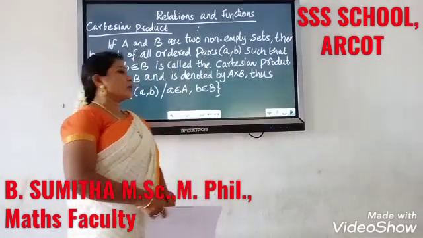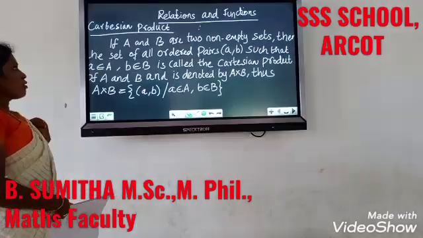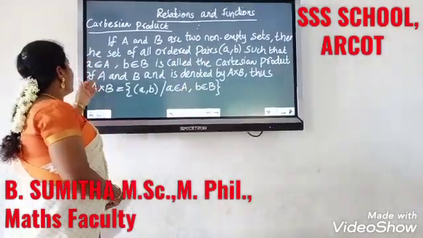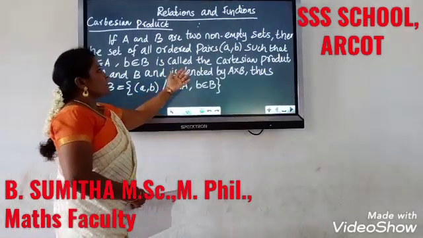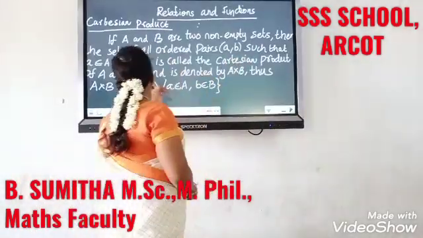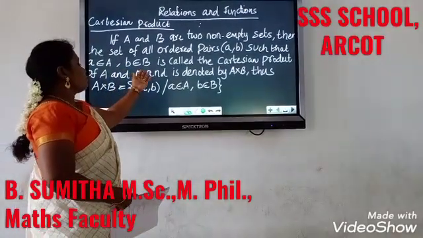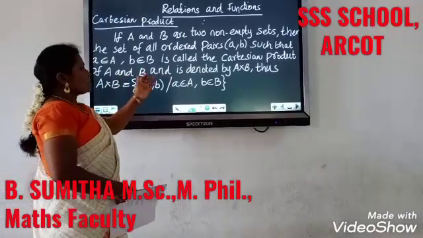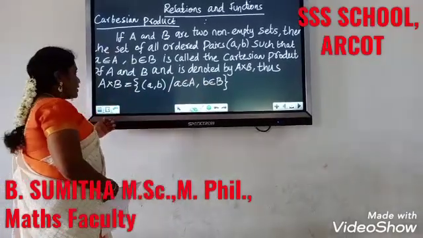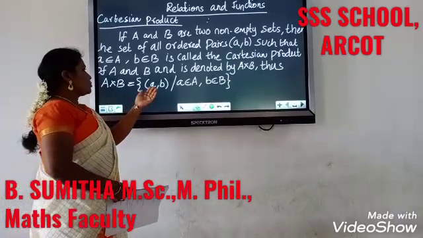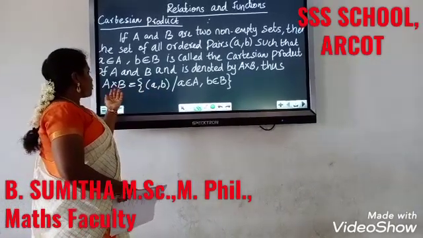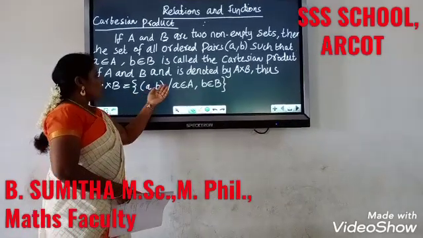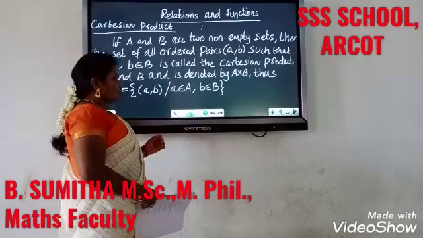Cartesian product of two sets A and B. If A and B are two non-empty sets, then the set of all ordered pairs (a, b) such that a belongs to A and b belongs to B is called the Cartesian product of A and B and is denoted by A cross B. That is, A cross B can be written in set builder form as {(a, b) : a belongs to A and b belongs to B}.